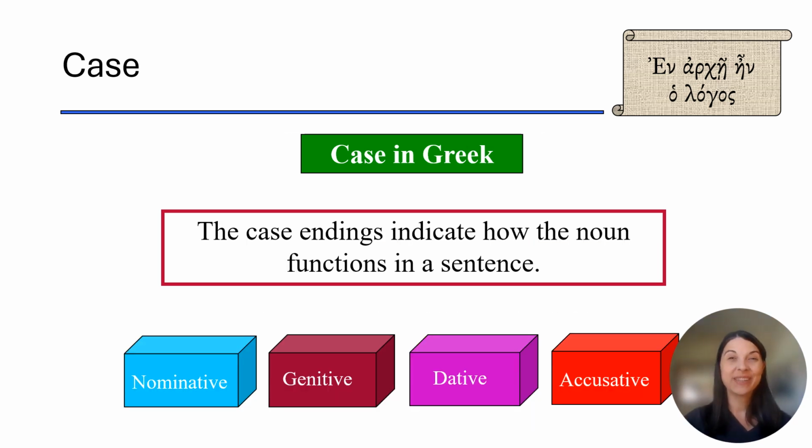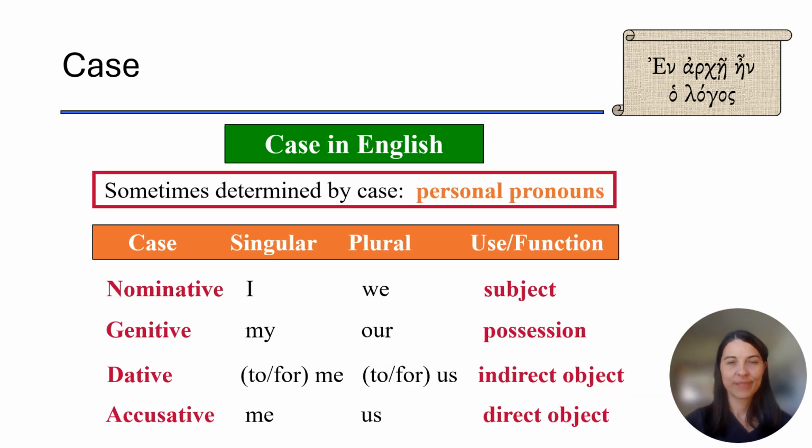In Greek, you're going to get case endings that tell you how the noun is functioning in the sentence. So we have nominative, genitive, dative, and accusative, and you're just going to want to remember those in order: nominative, genitive, dative, and accusative. It's not that we don't have these cases in English, it's just we don't have case endings that go with them. However, for personal pronouns, we do have something that is a little bit similar. We do have changes in a specific word that impact what it is functioning as.